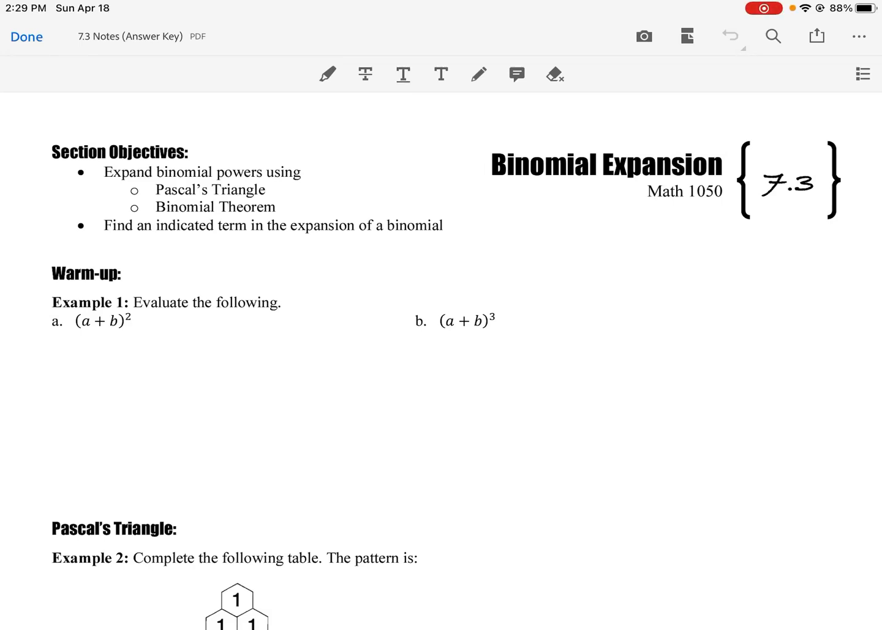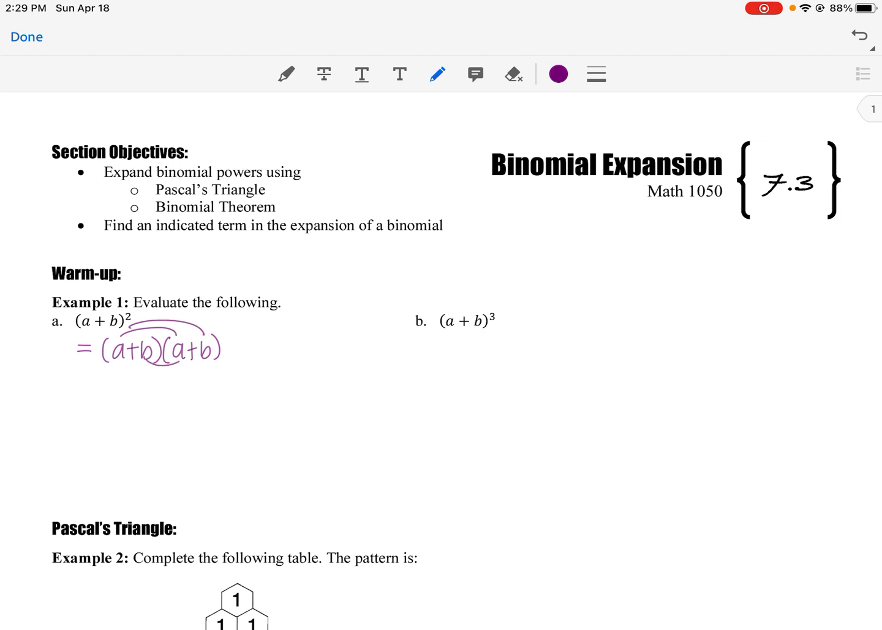Okay, today we're going to look at 7.3, which is the binomial expansion. To get us warmed up, I want you to evaluate (a + b) squared. There's a couple different ways you could do it, but I think most of you think about it as (a + b) times (a + b), and then you can distribute, right? So then we get a squared plus ab plus ba plus b squared. And ab and ba are the same thing, so we could rewrite it as a squared plus 2ab plus b squared.